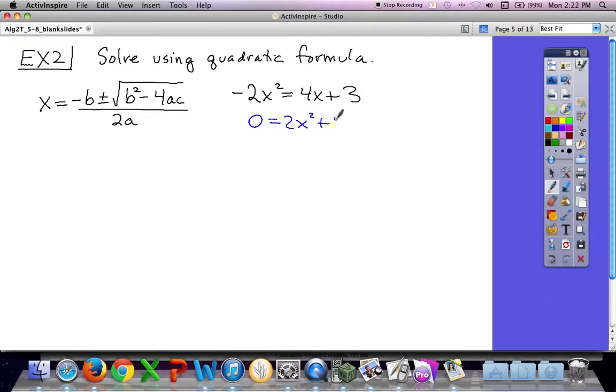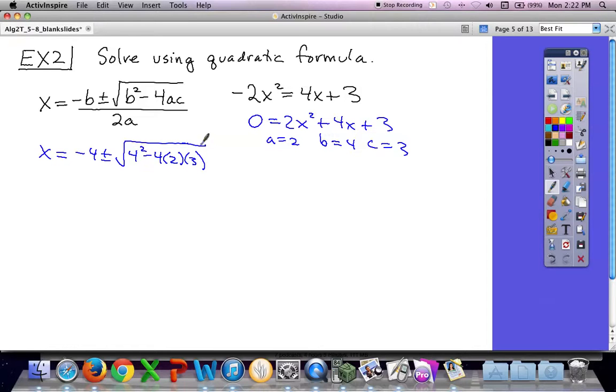2x squared plus 4x plus 3. So without writing it, well, I'll write it out. Yes. A is 2, B is 4, C is 3. So let's fill in the formula. Negative 4 plus or minus the square root of 4 squared minus 4 times 2 times 3, divided by 2 times 2.